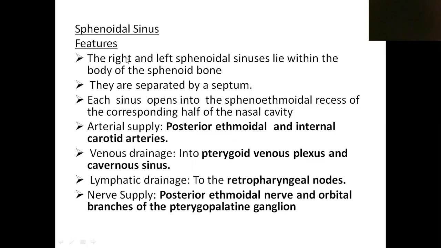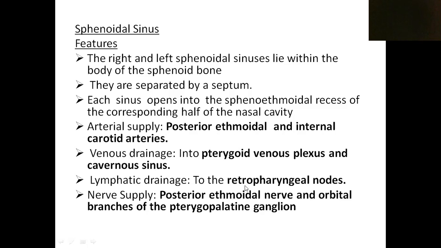Okay, and this sinus is divided into right and left halves by the septum. So in the sphenoid bone, we have only a single sphenoid bone. Inside that sphenoid bone there is a cavity. That cavity is divided into two parts by the septum. So the right and left sphenoidal sinuses lie within the body of the sphenoid, divided into two equal halves by the septum. Then each sinus opens into the spheno-ethmoidal recess. I already told you. Then arterial supply: it is supplied by the posterior ethmoidal artery and internal carotid artery. Those things you have to learn by heart. Venous drainage is into the pterygoid venous plexus and cavernous sinus.